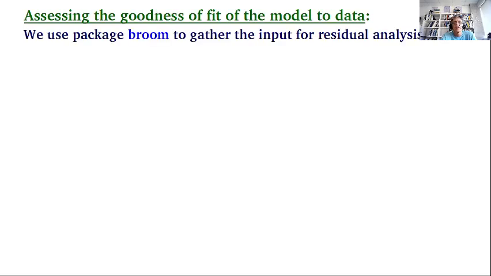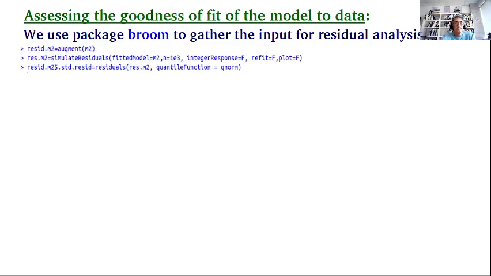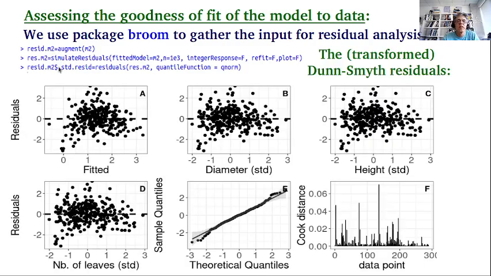So in order to assess the goodness of fit, as usual, we use the package broom, and then we simulate the Dunn-Smyth residuals, and these simulated Dunn-Smyth residuals are converted to a normal distribution. Again, these are input into the data frame resid.m2, with which we make the following plots.